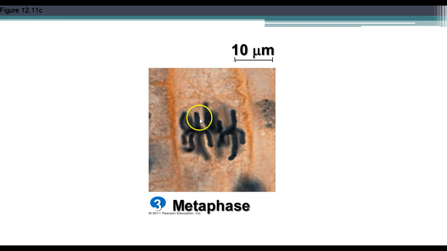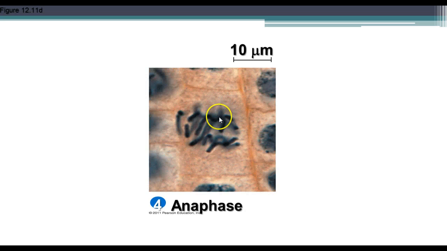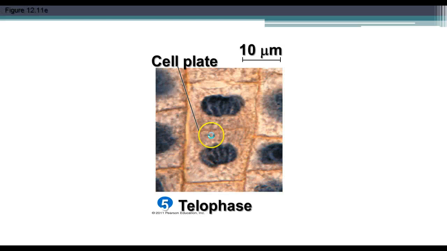Notice that you can tell that there are two sister chromatids attached together there. And then in anaphase, they're being pulled apart. In telophase, they're forming two new nuclei, and the cells are separating from each other.